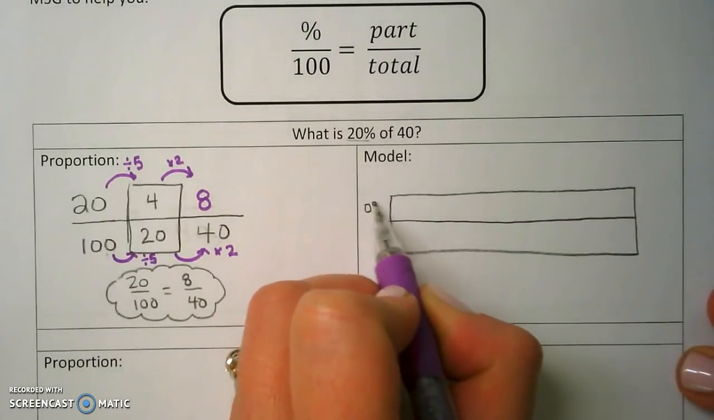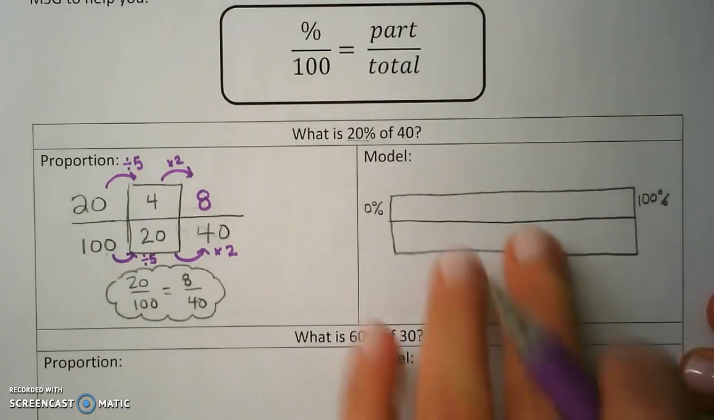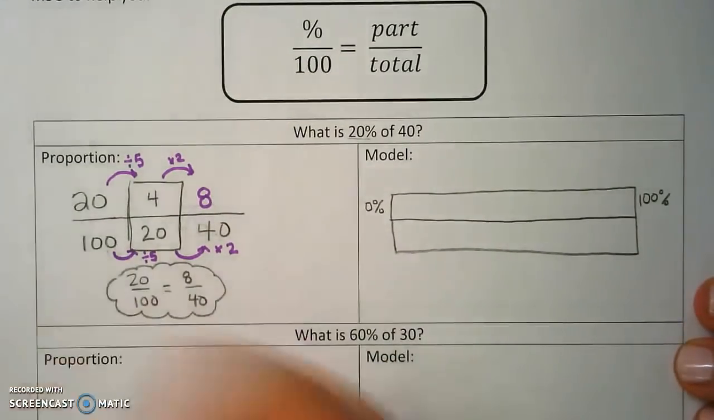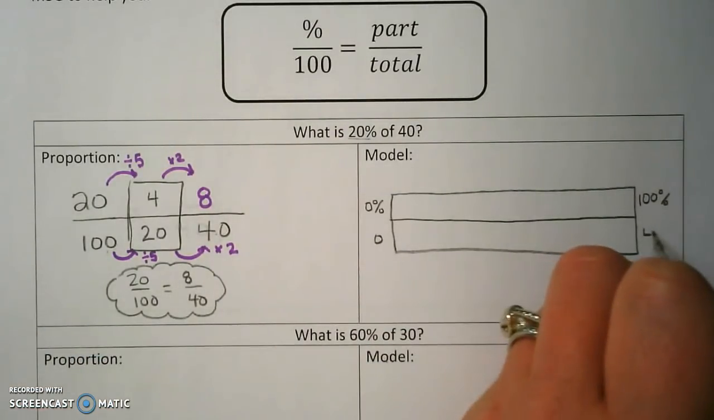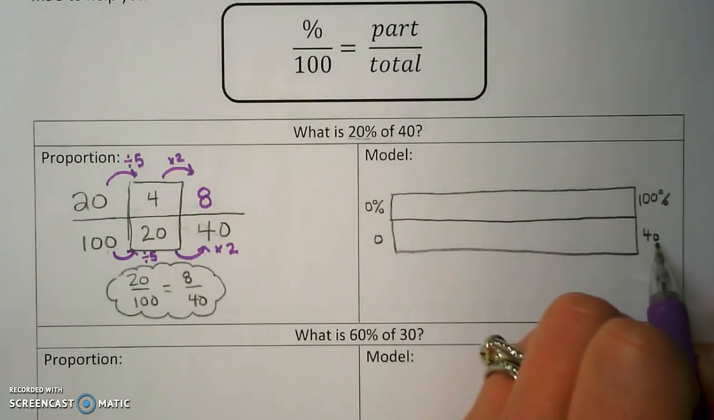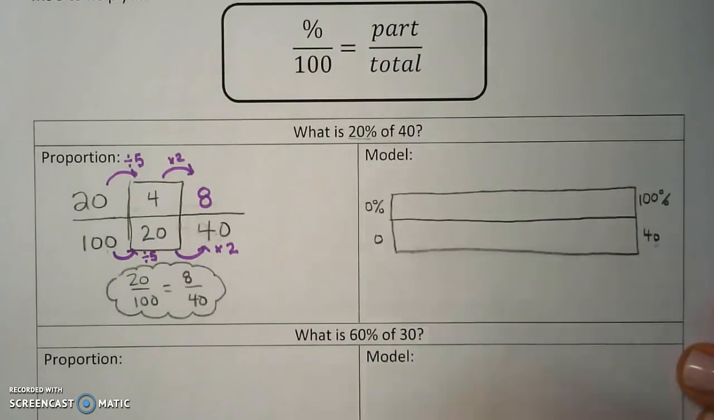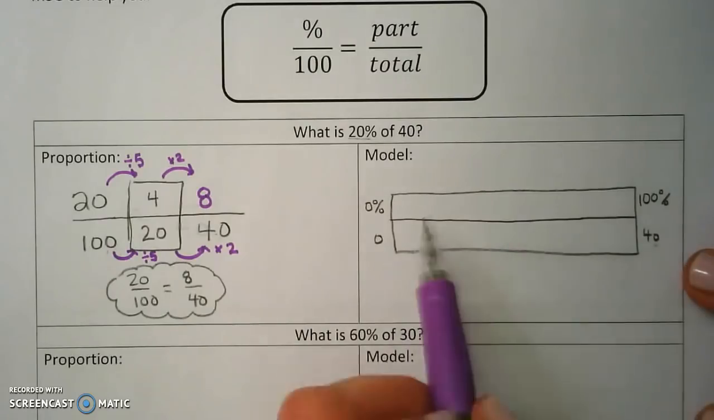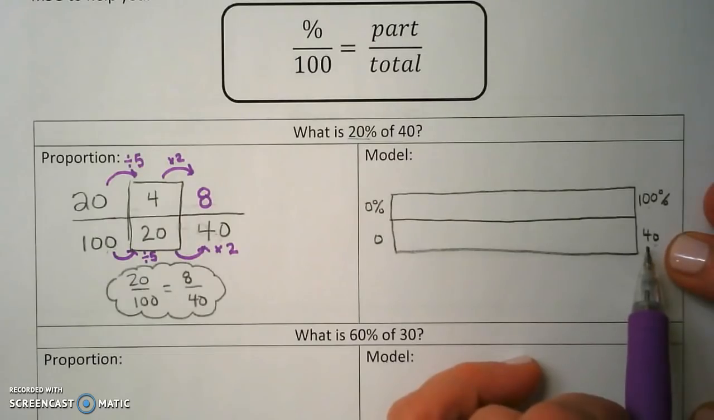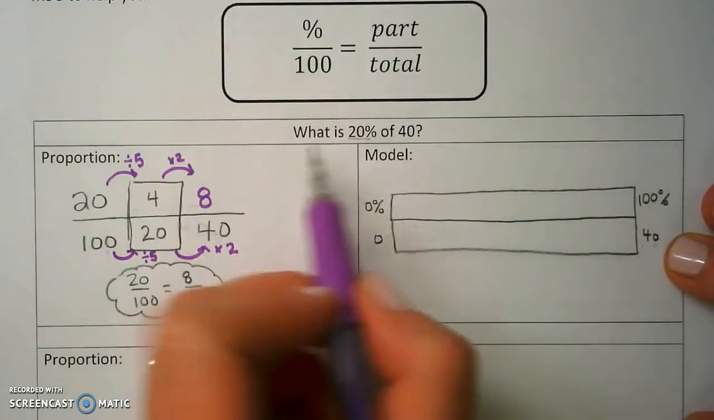My top portion here is going to model percents. And percents are always out of 100. So that top region of my diagram is going to go up to 100%. And because I know the total for this problem, it asked me what is 20% of 40, I know my total is 40. Okay? That's my whole number. Excuse me. The top portion represents 100 because of the percent. The bottom portion represents 40 because 100% of 40 is 40. So this is that whole number right there.